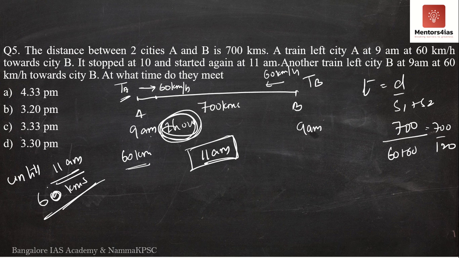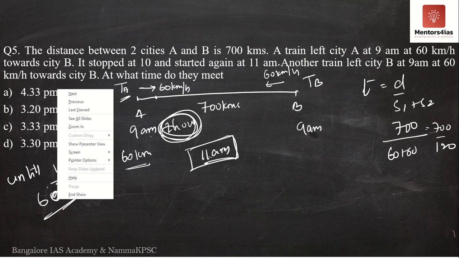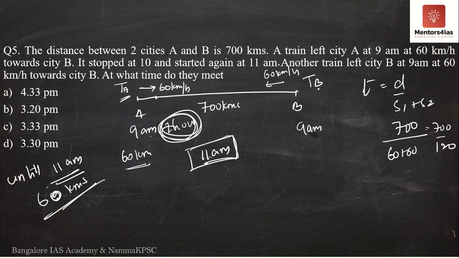How much time will they take to meet each other? That is what we will try to find out over here. So until 11 a.m., what is the distance covered by train A? 60 kilometers. Until 11 a.m., what is the distance covered by train B?